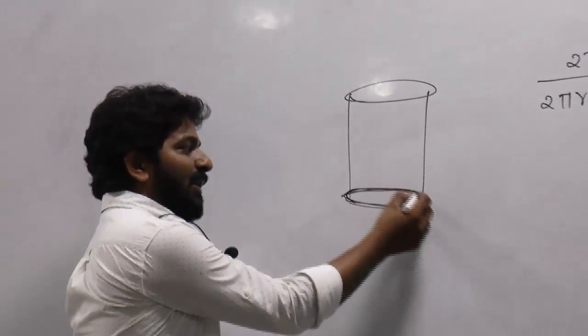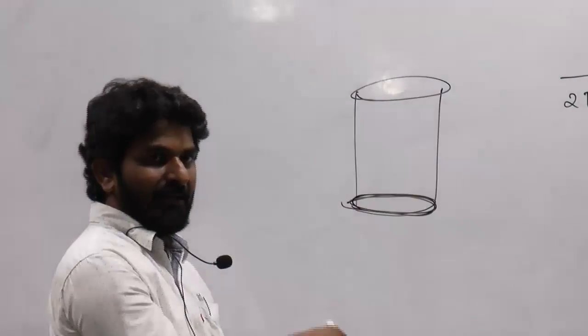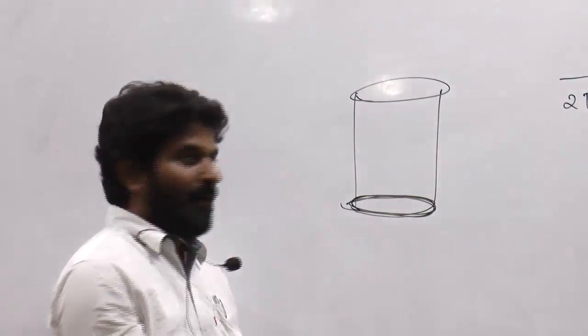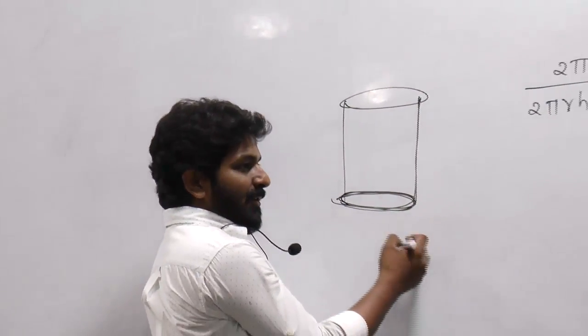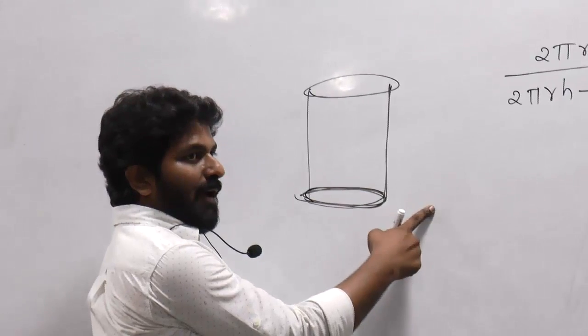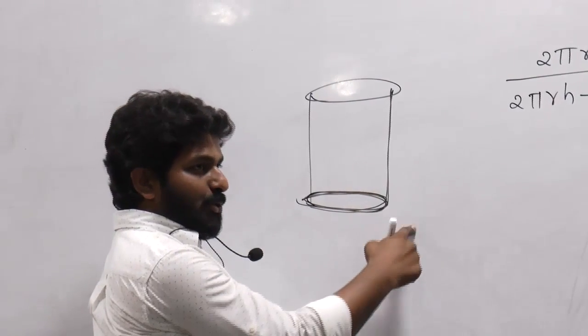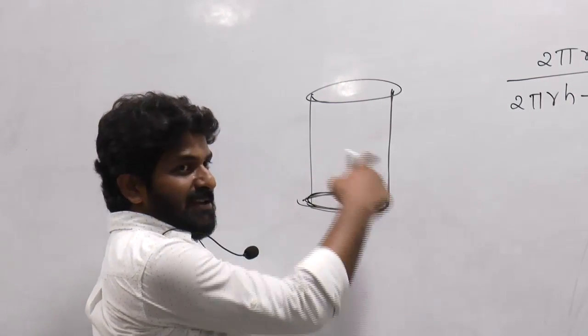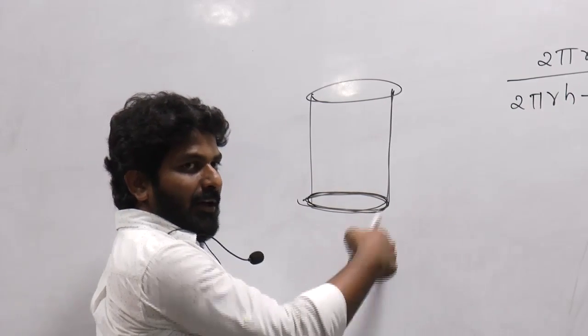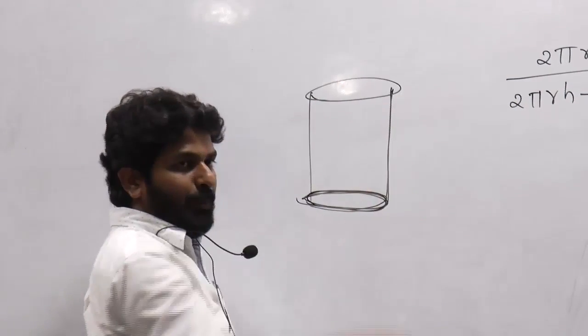For a circle, what is the outer area? Outside line 2 pi r, and you have height h. If you have one circle, that is 2 pi r. If you have two circles, 2 into 2 pi r. If you have 3 circles, that will be 3 into 2 pi r. If you have h circles, that will be h into 2 pi r.